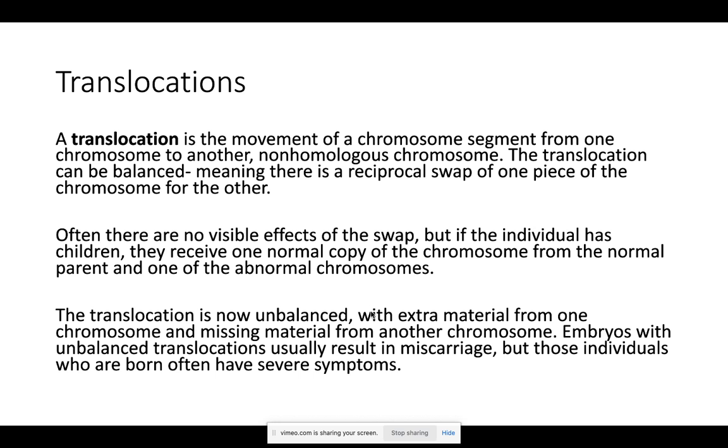If it's unbalanced, meaning that there's extra material from one chromosome and missing material from another chromosome, these children can often result in miscarriages. Some of the causes of miscarriages largely are due to unbalanced translocations of chromosomes. Essentially, it's just going to produce life that is not viable. It's not capable of living. But if the children do live, they can have severe symptoms as well.